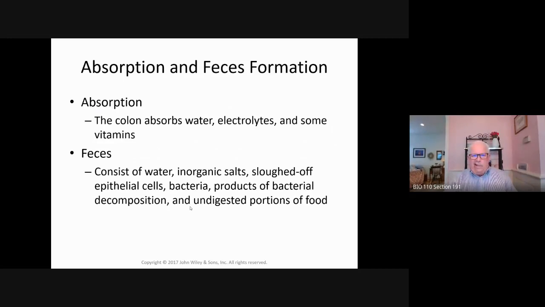What is feces? It's water, salt, epithelial cells, bacteria, and undigested portions of food. The bacteria give the feces smell. Somebody tell me what gives the color to the feces.